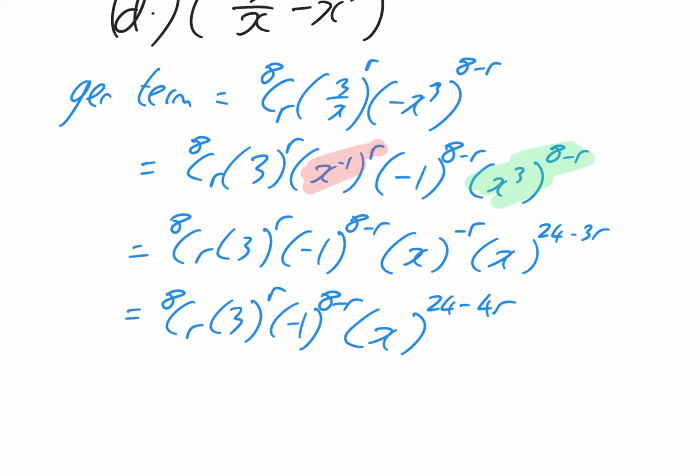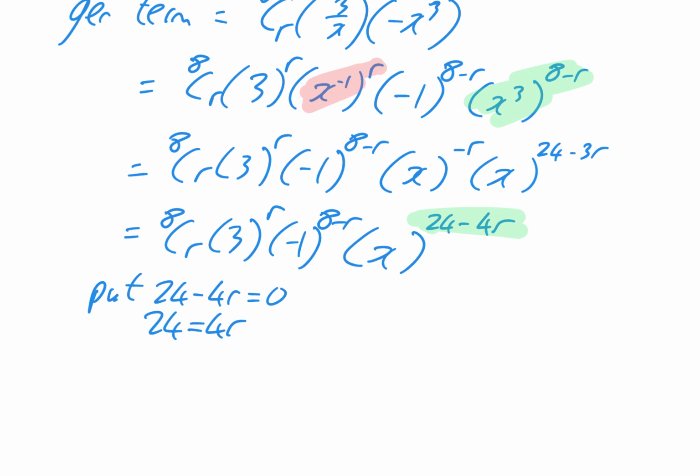And then this bit here, we want to put equal to 0 because we're looking for the term independent of x. So just say put 24 minus 4r equal to 0, which means 24 equals 4r. A little bit of working out means r is equal to 6.